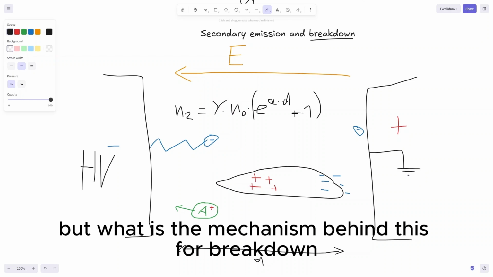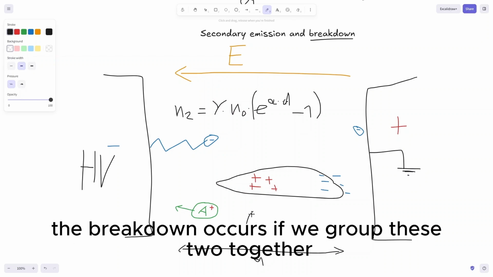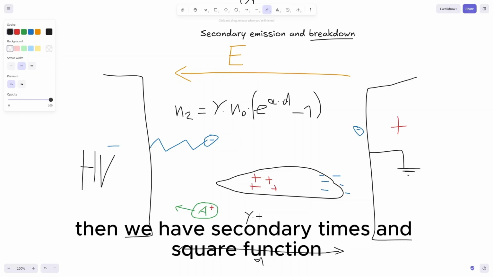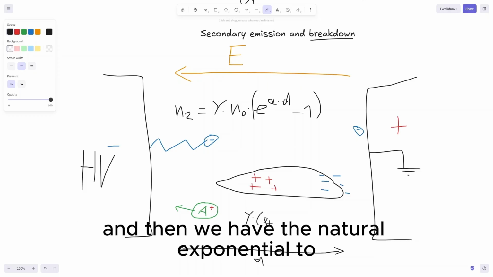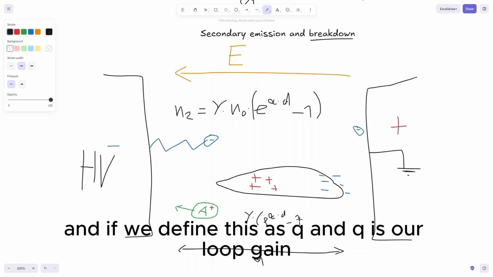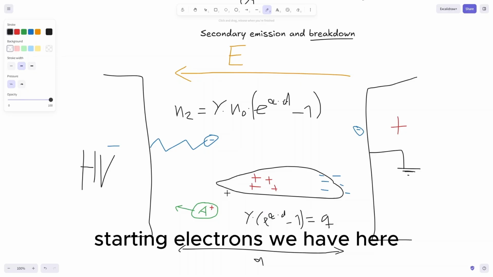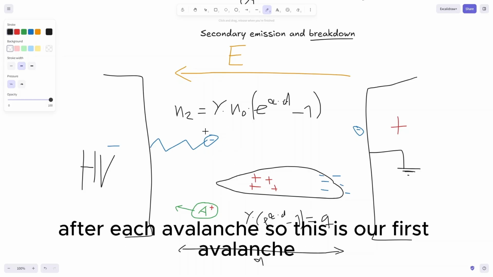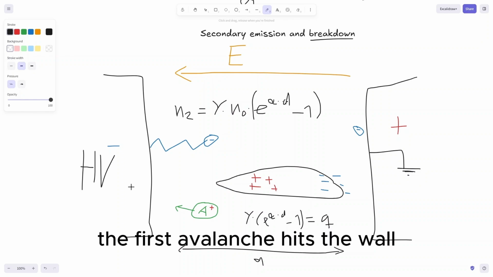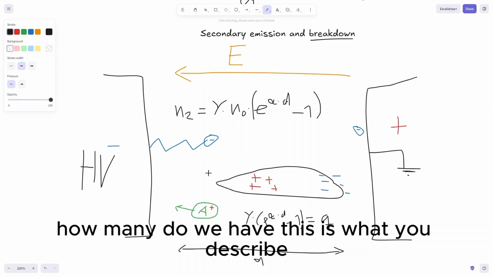But what is the mechanism behind this for breakdown? So when does the breakdown occur? The breakdown occurs if we group these two together. Then we have the secondary Townsend coefficient, and then we have the natural exponential to the first Townsend coefficient times d, minus 1. And if we define this as Q, then Q is our loop gain, meaning that it tells you how many new starting electrons we have here after each avalanche. So this is our first avalanche. The positive ions hit the wall, and then when we start the next generation of electrons, how many do we have? This is what Q describes.